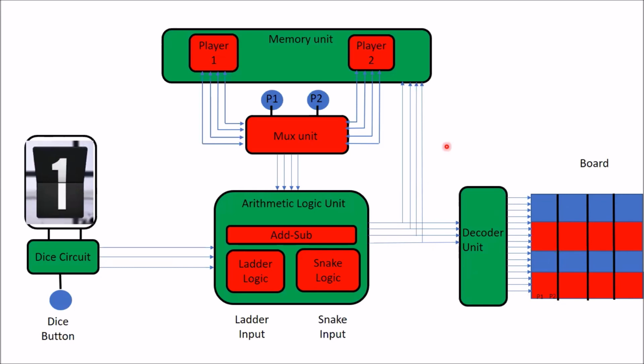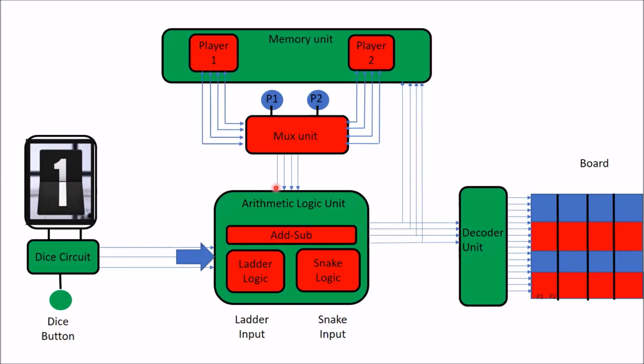Now let us start. Once I activate this dice button, whatever number shows in the counter will be fixed, and that number will be passed to the arithmetic logic unit. Simple. Now this number is available for the arithmetic logic unit. Now I'll activate this player 1 button so that this block will be activated, and whatever the content of this block is will be passed via the mux unit to here.